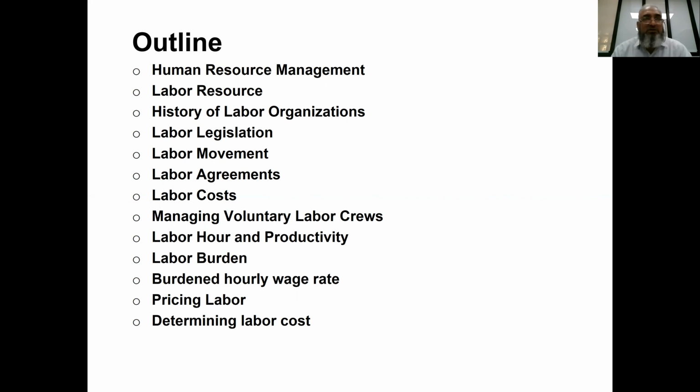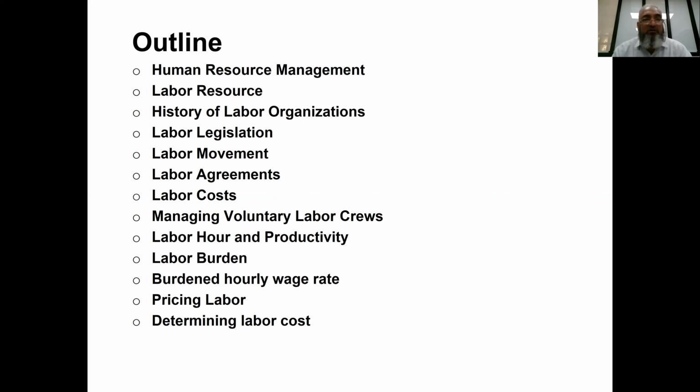So we will discuss important labor laws in the context of USA, and we will discuss what labor movements are, how labor organizations like labor unions work, and then we will discuss how contractors are going to make a labor agreement. So you will be able to find the cost of labor in construction projects. Right? And we will also discuss how we can manage a volunteer labor crew if there is a disaster or something or an earthquake.